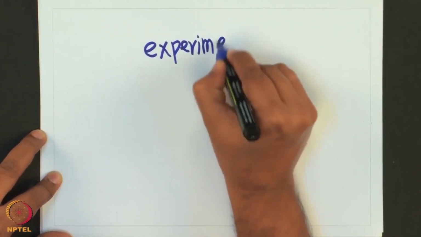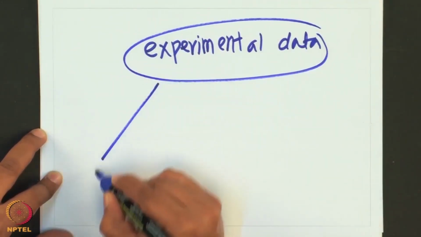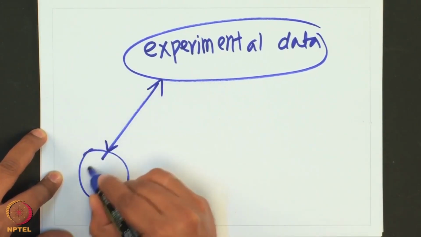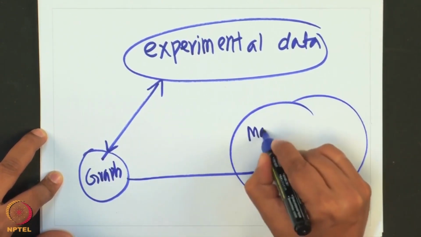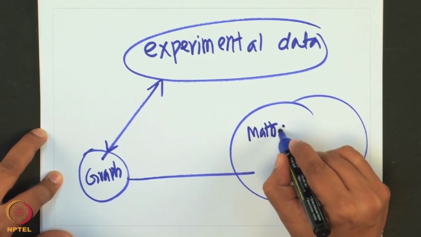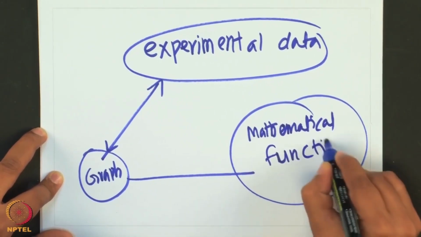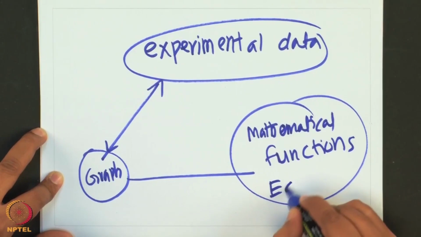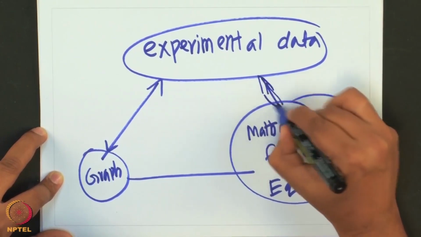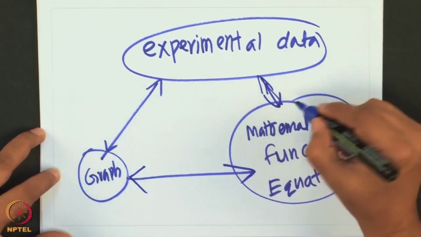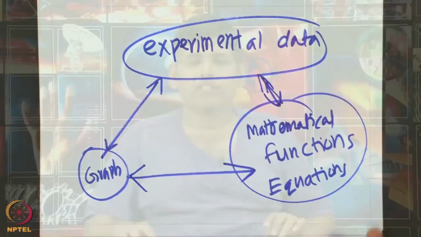So this kind of relation: experimental data is of course related to graph, and this is related to mathematical functions or equations, and this is of course connected to this. So there is an all-around connection. I put all kinds of arrows. So these three things, we'll look at this connection, and this is the aim of this course, to familiarize you with this.